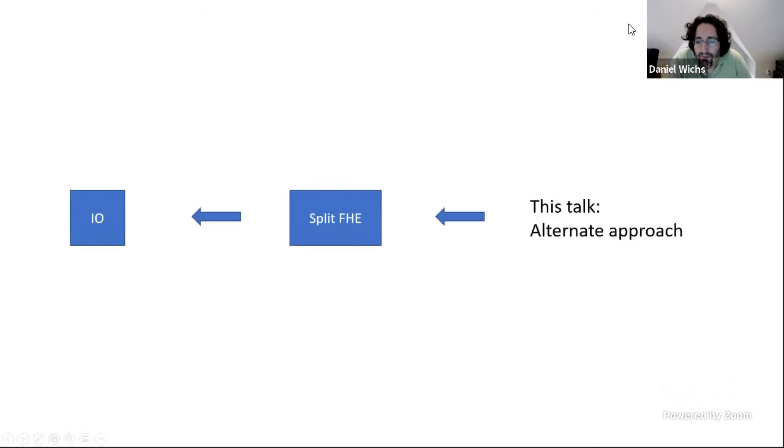Okay, so in this talk, we're going to follow the same framework that Giulio spoke about in the first talk. In particular, we're going to construct an intermediate object called split FHE. And Giulio already showed you that this notion of split FHE implies I/O. So the focus of this talk is just constructing this split FHE. And in this talk, I'm going to tell you about an alternate approach that's somewhat different from the approaches that Giulio and Roman spoke about for constructing split FHE.